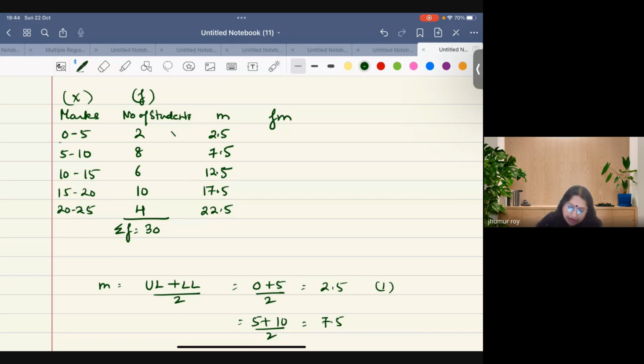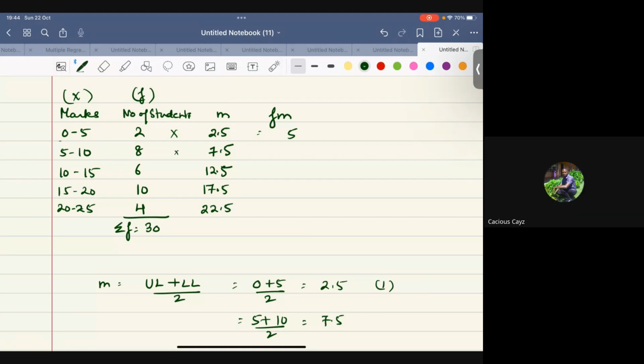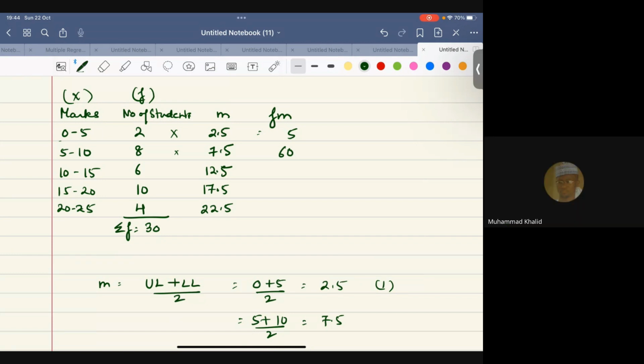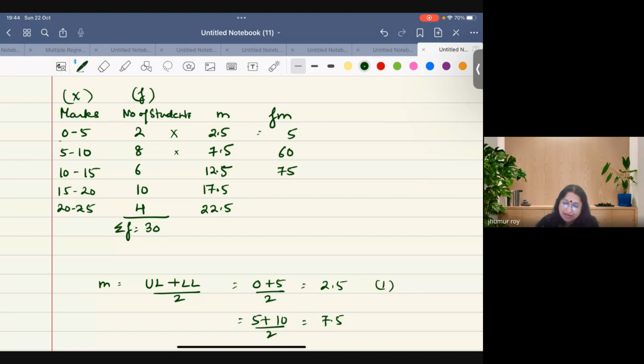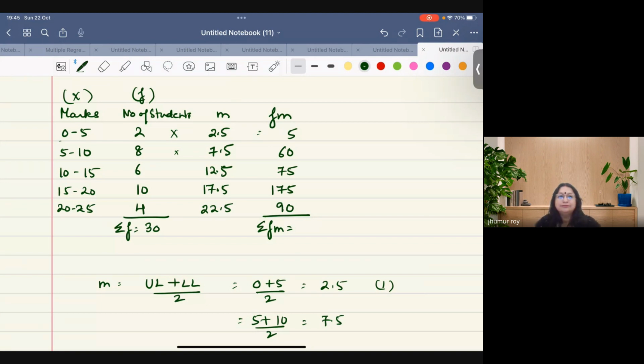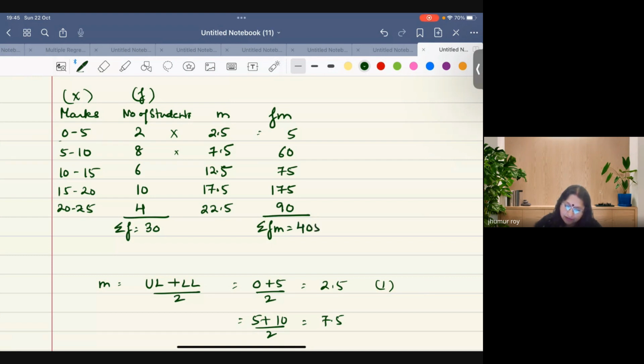Now calculate FM. Frequency into M. So 2 into 2.5 is 5. Next, 8 into 7.5 is 60. Then 6 into 12.5 is 75. Then 10 into 17.5 is 175. 4 into 22.5 is 90. Now we find sigma FM, the summation of FM, which is 405.